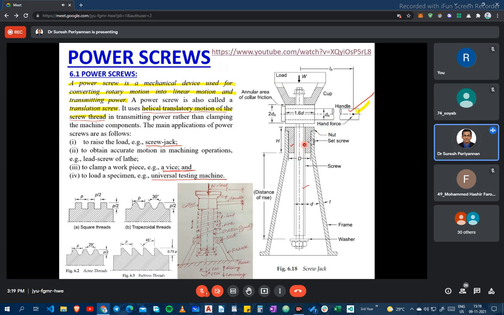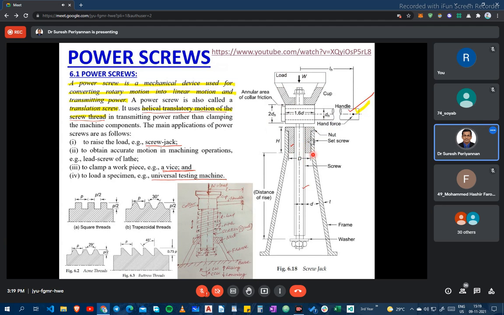Then when we are accessing it multiple times, due to wear and tear, this part is going to be loosened. That is one disadvantage that cannot be avoided. But instead, we can change the material. While lifting more weight, and when we are using this screw jack frequently, we have to go for a highly hardened material, then the wear and tear may be avoided.